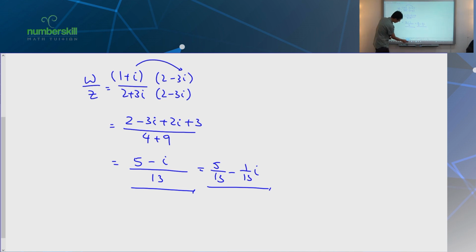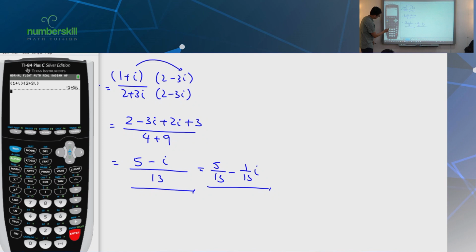Again, we could have used our GC for this purpose. So we have open bracket 1 plus i, close the bracket, divide by 2 plus 3i, and close the bracket. Then we're going to get this number. Not quite the same, so you can change it to fraction. If it's not a surd, your GC can still manage. So not too bad. Are we all cool?